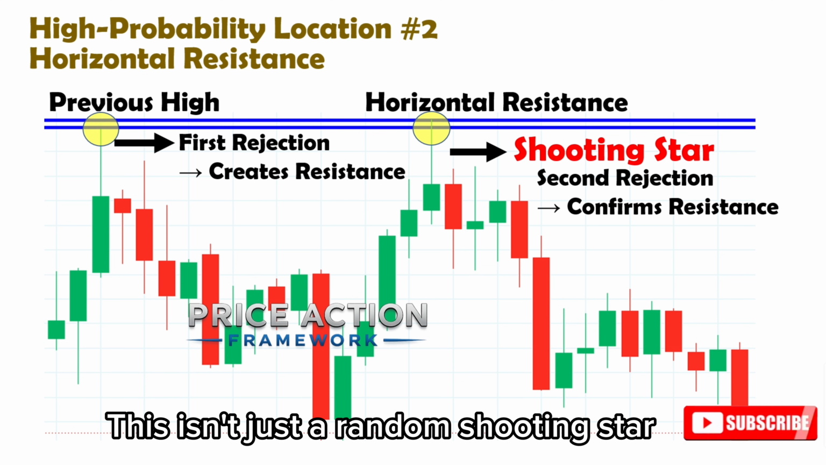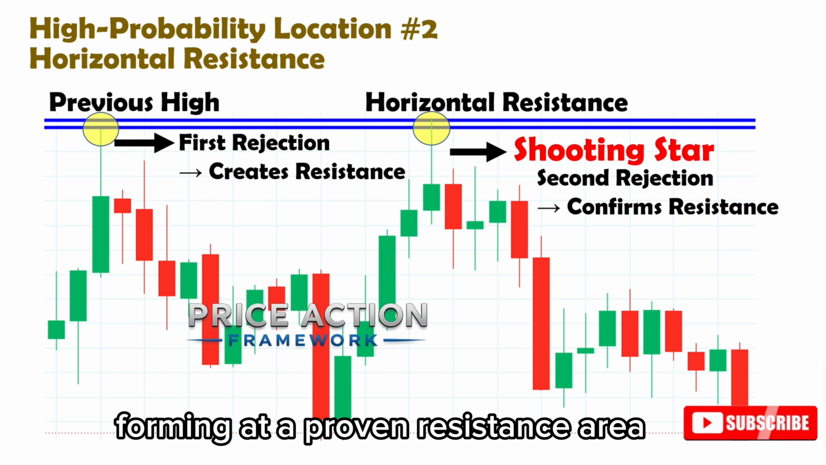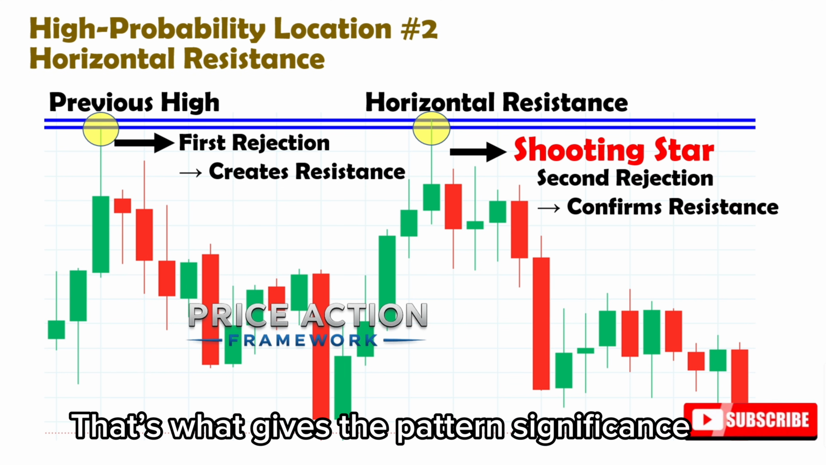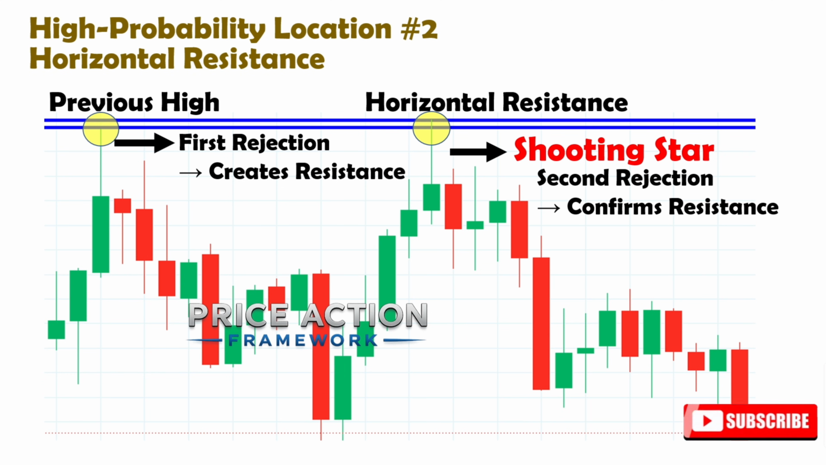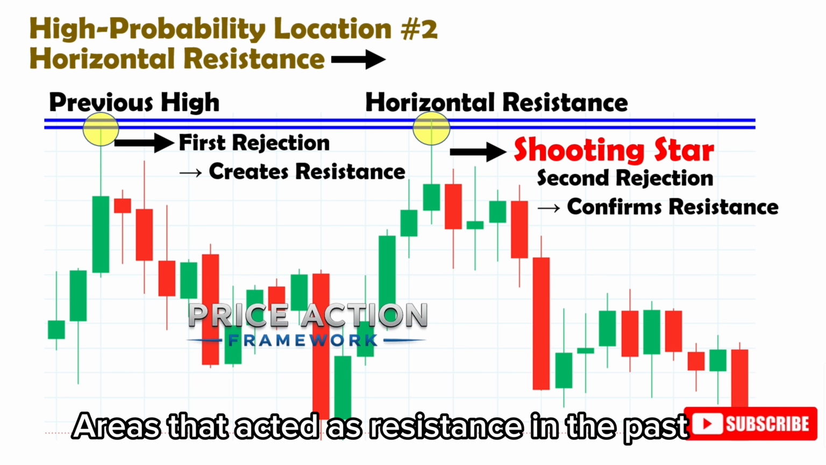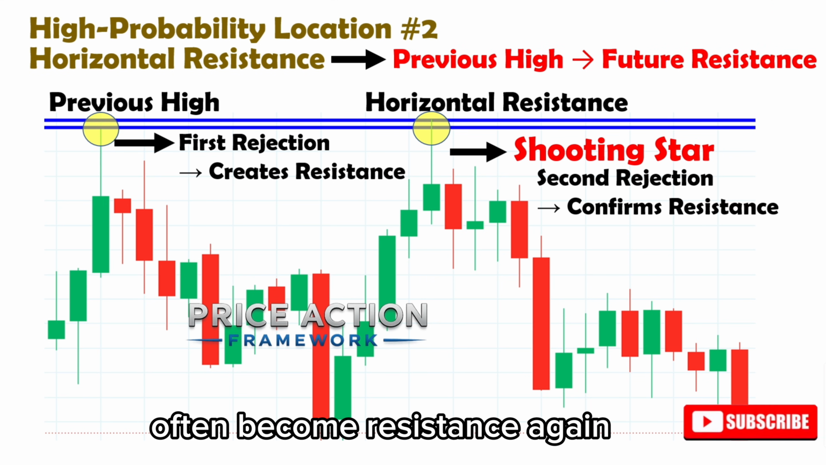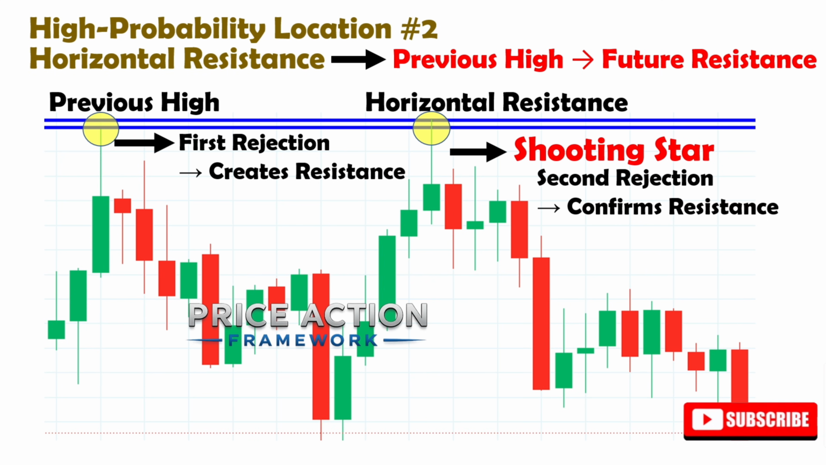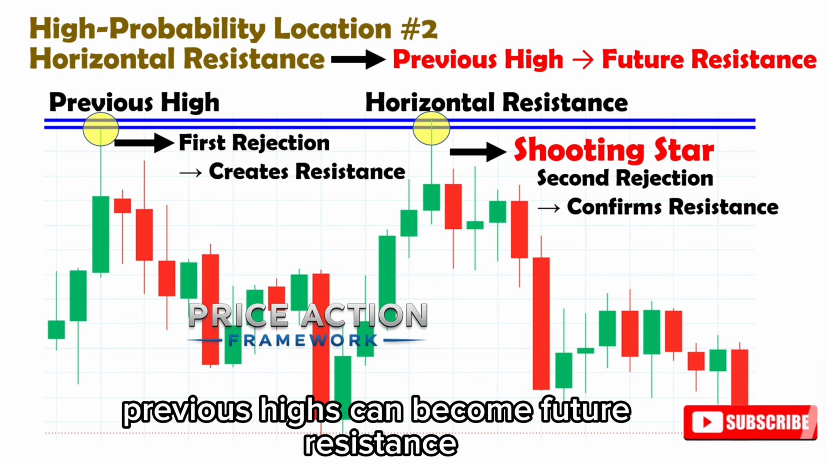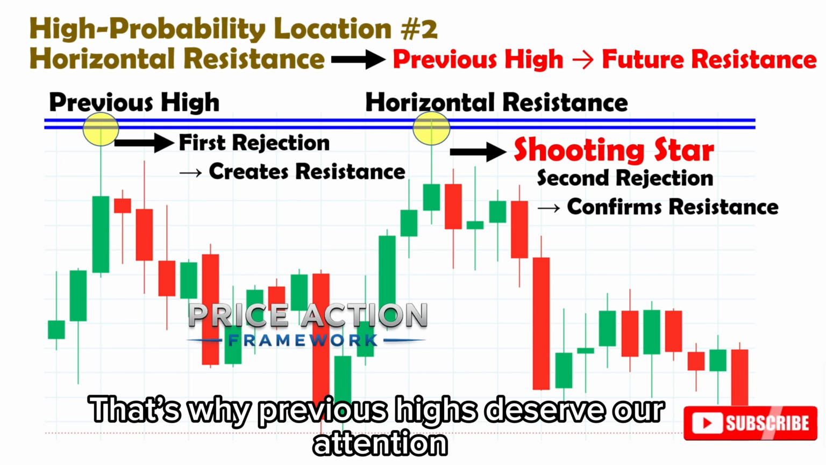This isn't just a random shooting star. It's a shooting star forming at a proven resistance area. That's what gives the pattern significance. Markets have memory. Areas that acted as resistance in the past often become resistance again. That's why we often say, previous highs can become future resistance. That's why previous highs deserve our attention.